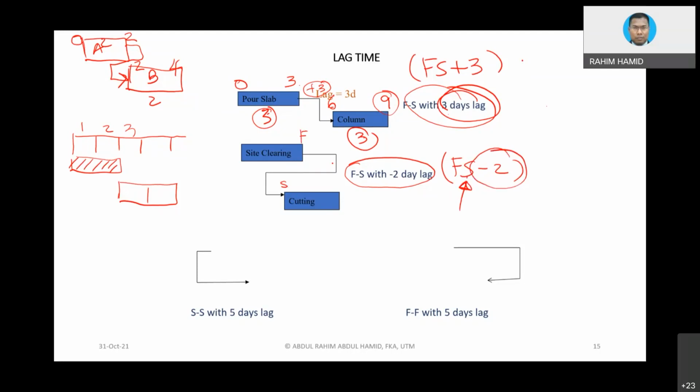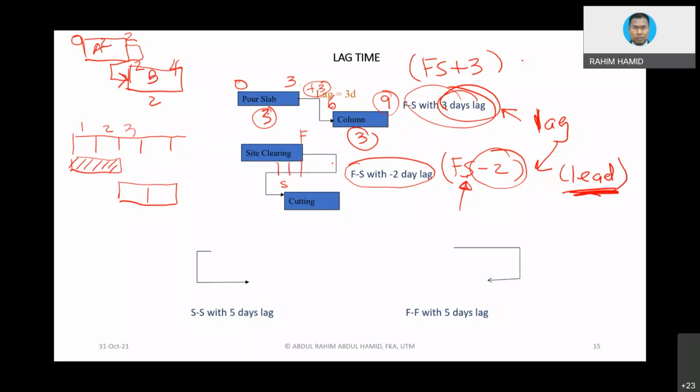So the word lag in a certain book, L-A-G, is always referred to either lag positive or negative. But in some books, instead of saying lag negative, we call it lead. So perhaps using the word lead, then you can understand. The starting of the following activity is going to be lead. Lead means to say we start much earlier. We start a little bit earlier.